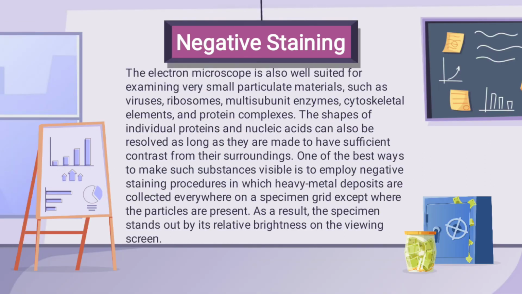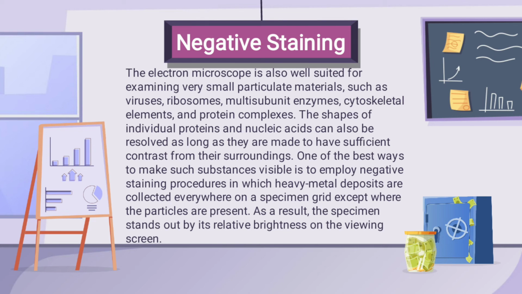Another method for transmission electron microscopy is what we call negative staining. The electron microscope is also well suited for examining very small particulate materials such as viruses, ribosomes, multi-subunit enzymes, cytoskeletal elements, and protein complexes. The shapes of individual proteins and nucleic acids can also be resolved as long as they are made to have sufficient contrast from their surroundings.